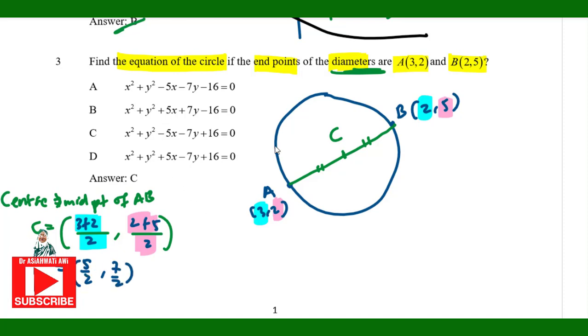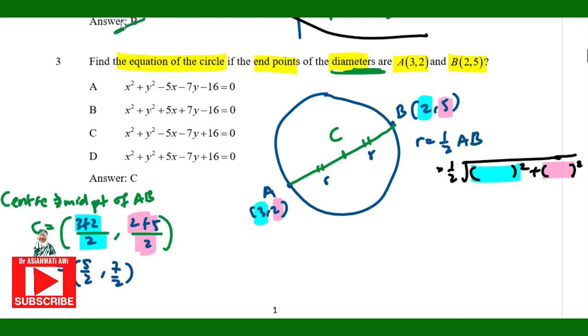And we're going to find R. R is half of the measure of AB. R equals half of AB, so find AB. This is the formula: (y minus y), okay, (5 minus 2) squared.